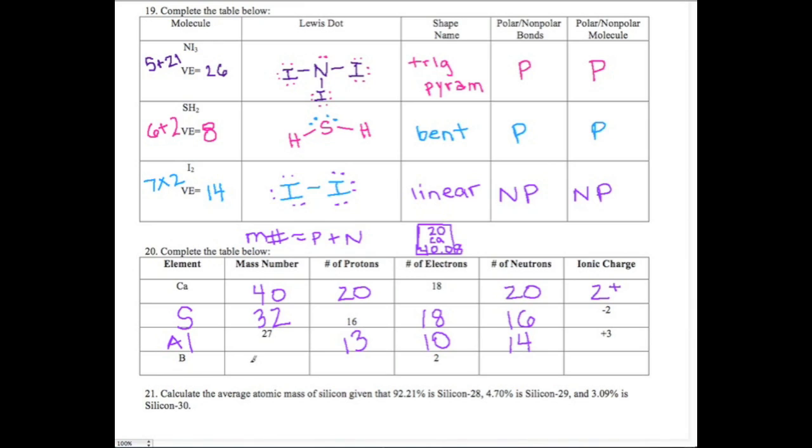Cool. Boron. What's my mass number of boron? Well, my average atomic mass is 10.81, which rounded is 11. A lot of people made that mistake, okay? My atomic number is 5, which is my number of protons. So if I have 5 protons and my mass number is 11, that means I have 6 neutrons. Okay? 5 protons, only 2 electrons, that means I have 3 more protons than electrons, which means I have a +3 charge.